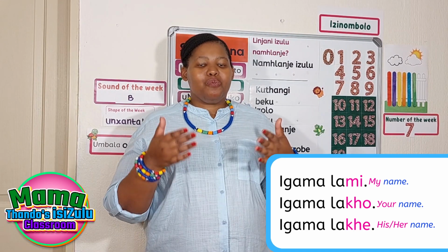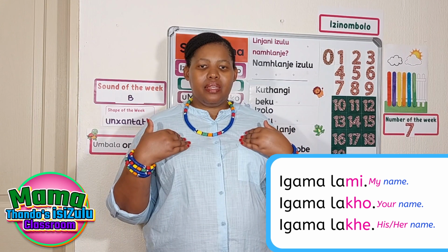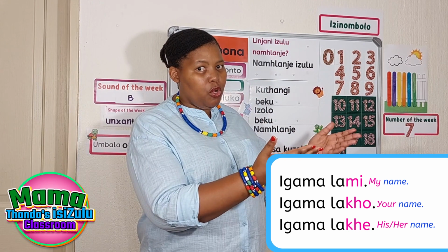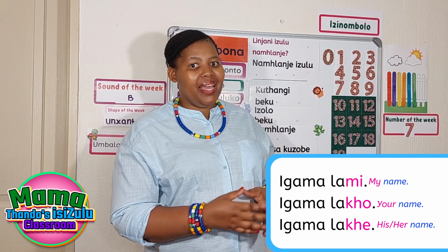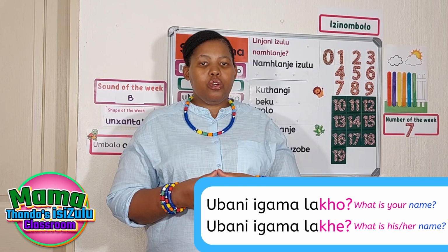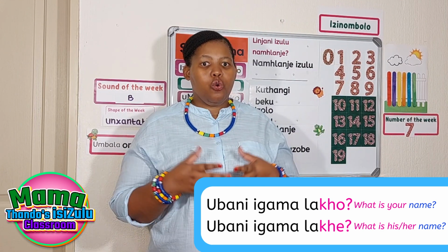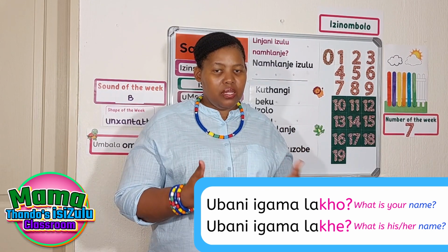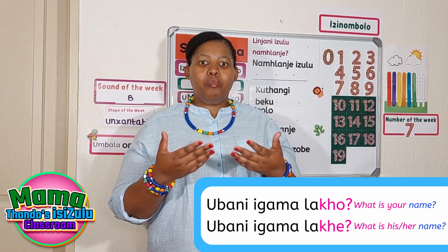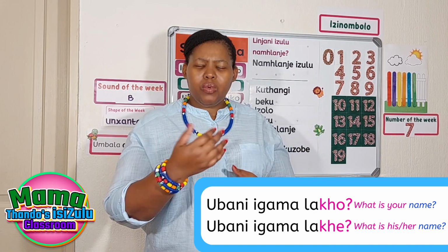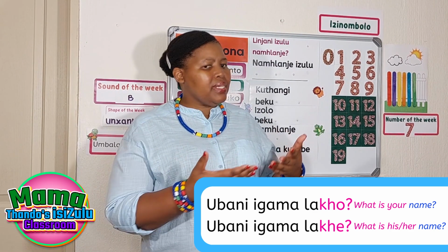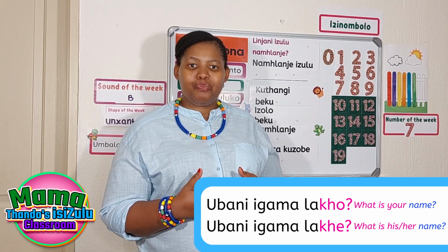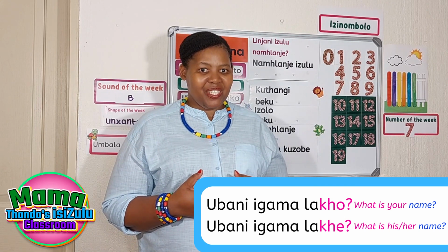Now, we know my name, igama lami, your name, igama lakho, his name or her name, igama lakhe. And we also know how to ask a question. What is your name? What is his name? Or what is her name? We say, Ubani igama lakho. What's your name? Ubani igama lakhe. What's her name? Or what's his name? You've done really, really good at this, Mngani.